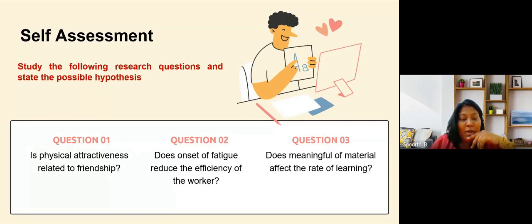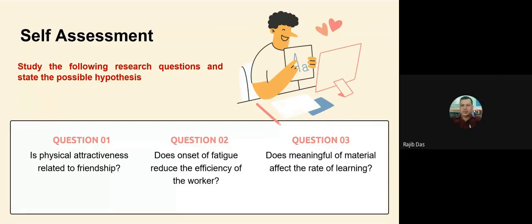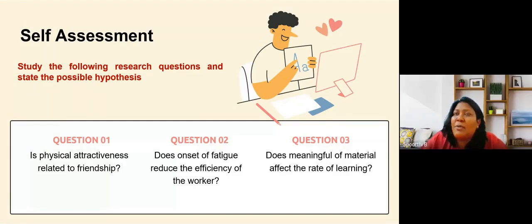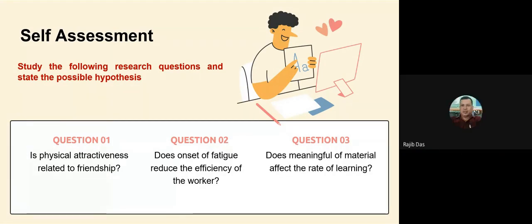Question number 2. The question is, does onset of fatigue reduce the efficiency of the worker? What's the hypothesis? Work efficiency reduced from the onset of fatigue in a worker. Okay. Work efficiency decreases from the onset of fatigue in a worker. Okay, fair. Next. Anybody else? May I? Yes, please.